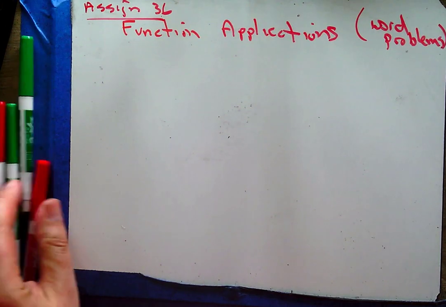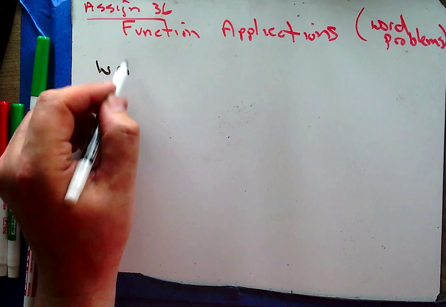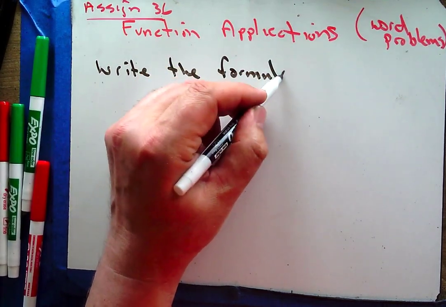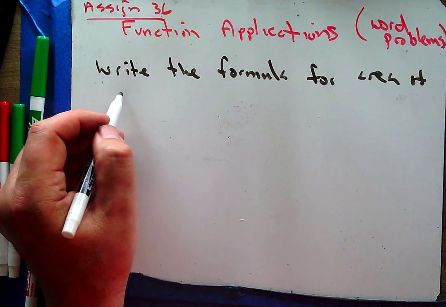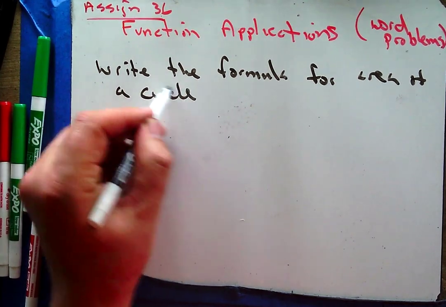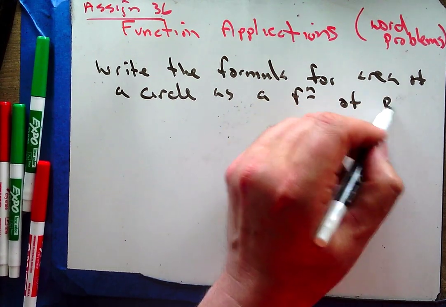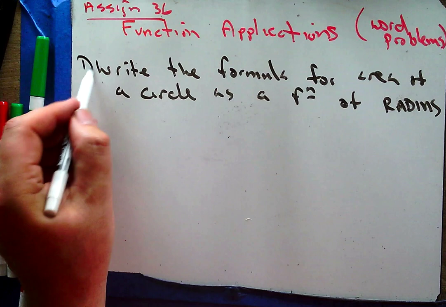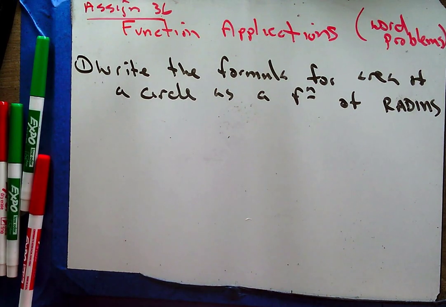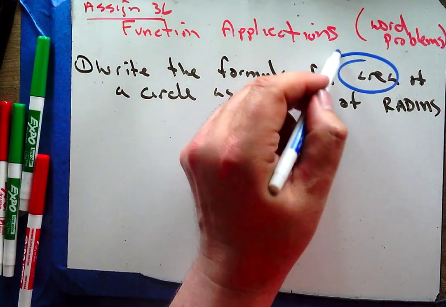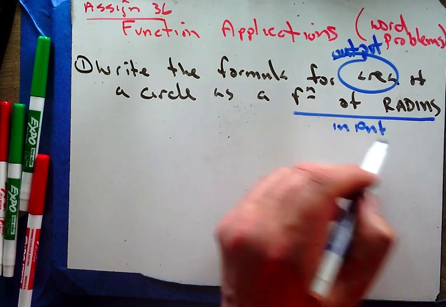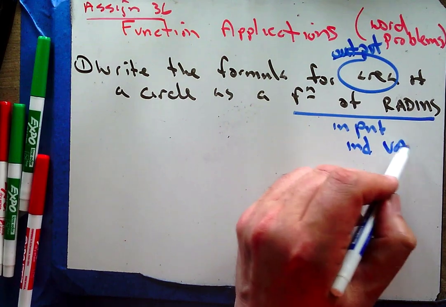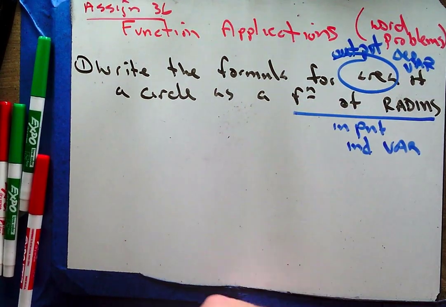And let's see. Okay, so first, write the formula for area of a circle as a function of radius. Remember, when we talked about this before, we said this is our output, our dependent variable, and this is our input, our independent variable. Okay, so what will that look like? Write the formula for area of a circle as a function of its radius.